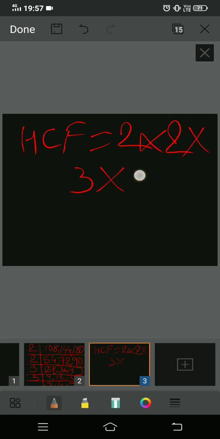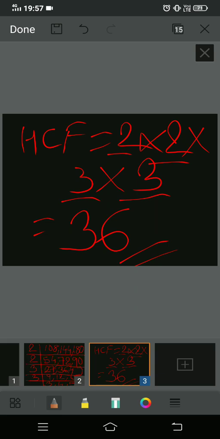So what we will do here is HCF is equals to 2 into 2 into 3 into 3. How will you do it? 2 2s are 4, 4 3s are 12, 12 3s are 36. Answer is 36. That is it, children.